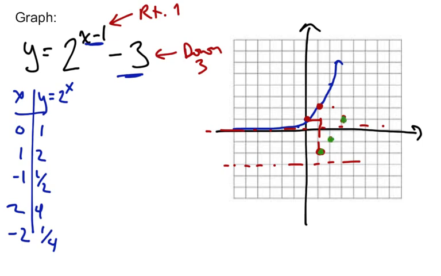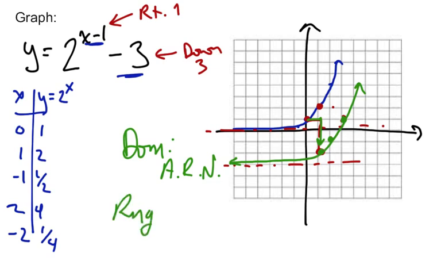And what's going to happen is all of our points are going to start small again and go up, but we just shifted the graph. Everything went to the right 1 and down 3. The domain is still all real numbers, but the range now, instead of y being just greater than 0, is going to be greater than this asymptote that we drew here, -3.